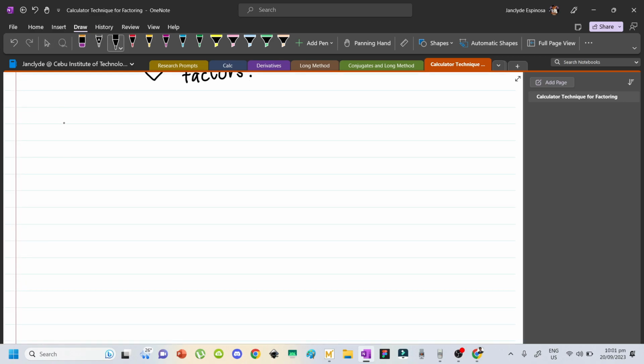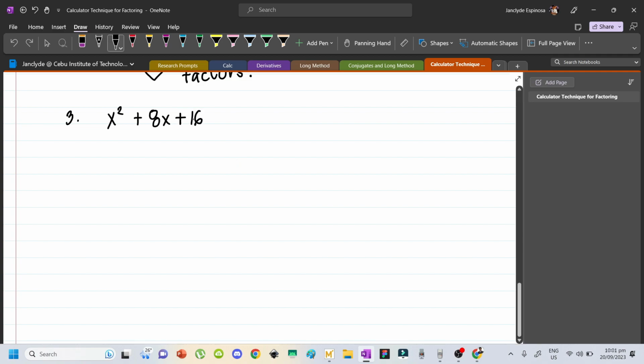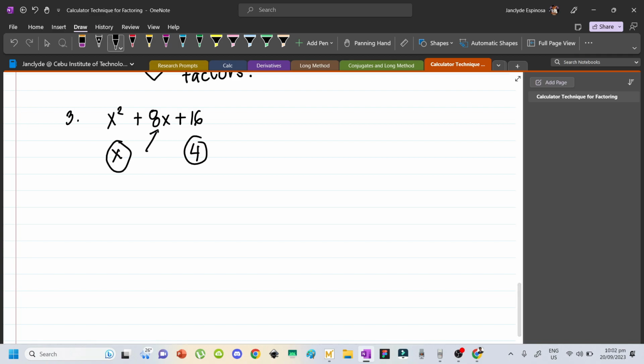Now for our next example, let's deal with this function. X squared plus 8x plus 16. Now we know that this is a square of a binomial. Now why? Because the square root of x squared is x, and the square root of 16 is 4. And 4 times x times 2 is equal to your middle term.